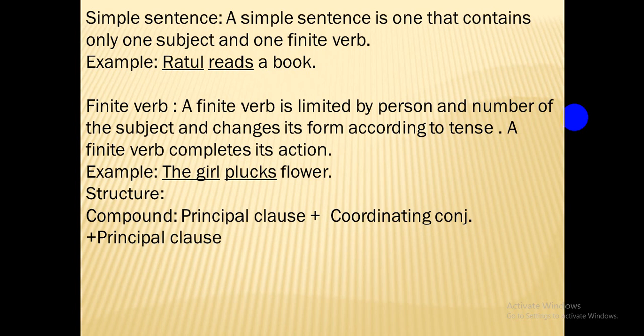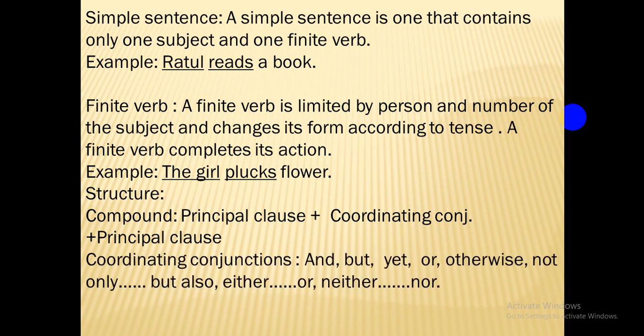I am telling you again, in a compound sentence, you will get two principal clauses and they will be joined by a coordinating conjunction: and, but, yet, or, otherwise, not only but also, as well, either or, neither nor. Structure of a compound sentence: principal clause plus coordinating conjunction plus principal clause. Coordinating conjunctions that you will use in a compound sentence: and, but, yet, or, otherwise, not only but also, either or, neither nor.